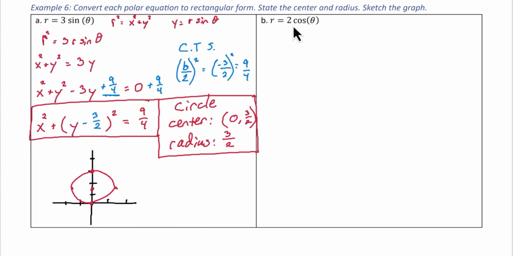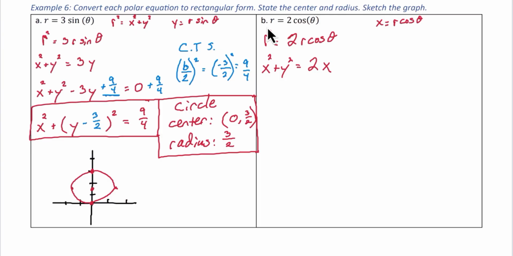In the next example, we can use the fact that x equals r cosine theta in addition to r squared equals x squared plus y squared. We will again start by multiplying both sides of this equation by r. R times r is r squared. And then if we multiply by r on the right, we get 2r cosine theta. R squared we can replace with x squared plus y squared. Then we get equals 2. R cosine theta we will replace with x.